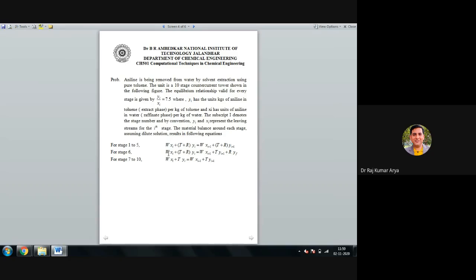Here you got W XI that was coming in. T YI was already coming in from the bottom side. You have inserted something from outside, that is your R, which is... what was its composition?